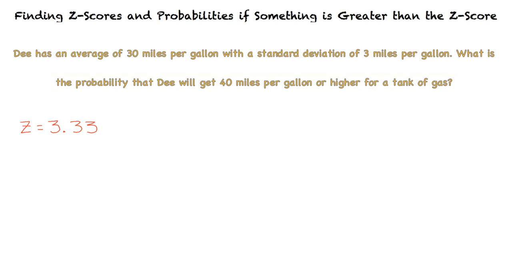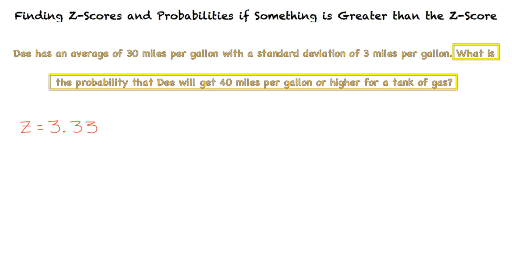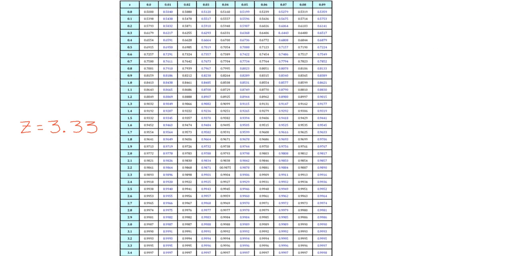We have the Z score. This next part, to find the probability of 40 gallons per mile for a tank of gas or higher, can be done in many different ways. Today we're going to use this Z table. Now we are looking at the first column on the left side, and we will find the whole number and the first decimal point. We are looking for 3.3.